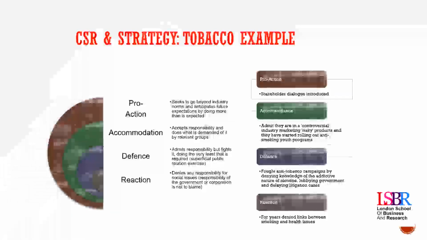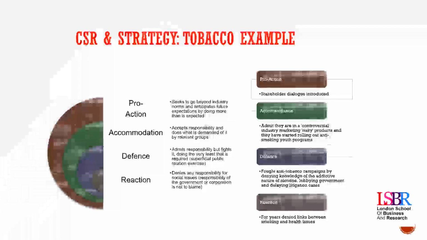This is where they try to fight anti-tobacco campaigns by denying the addictive nature of nicotine, and they basically lobbied governments by delaying litigation cases. They admitted that perhaps there is an element that tobacco contributes to this behaviour, but they basically fought against it. What they wanted to do was show that it's not because of us, it's somebody's own decision whether or not they want to consume our product. We're not forcing them to consume the product. And they tried to influence the government to delay any potential litigation cases being brought against the tobacco industry.